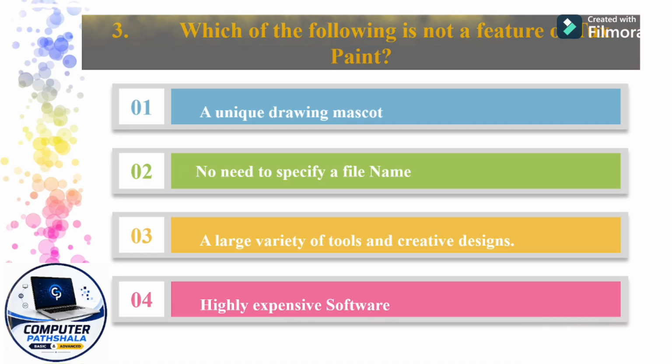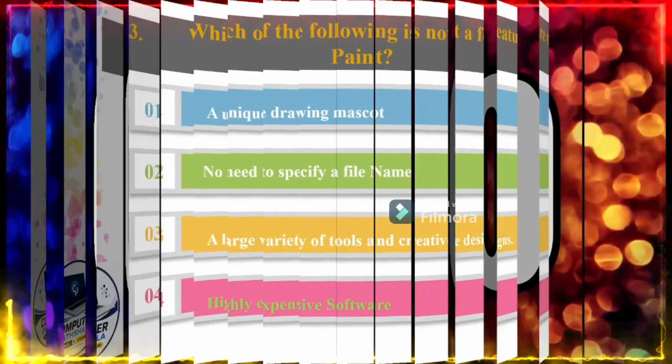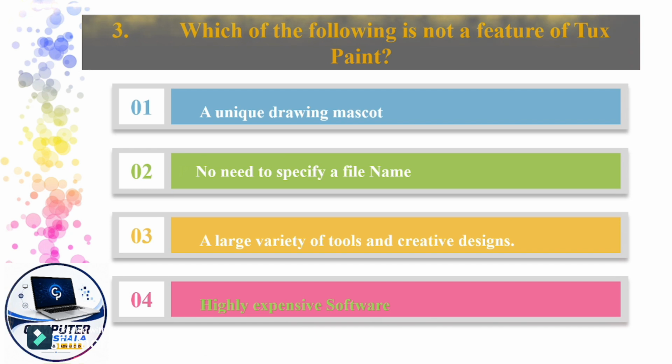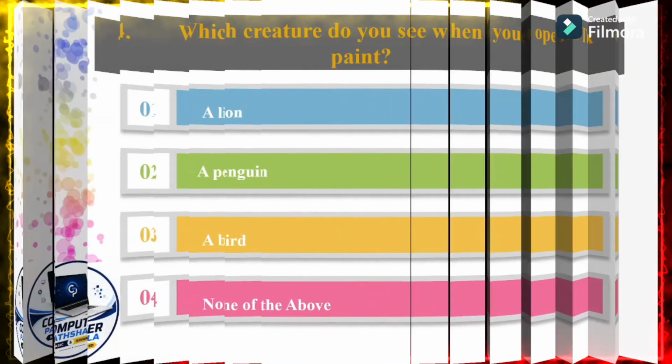Question number 3. Which of these is not a feature of a TuxPaint? Read all the options carefully before answering. You have 5 seconds. Make your choice now. The correct answer is option 4, highly expensive software. TuxPaint is actually free software and is available for everyone to use.